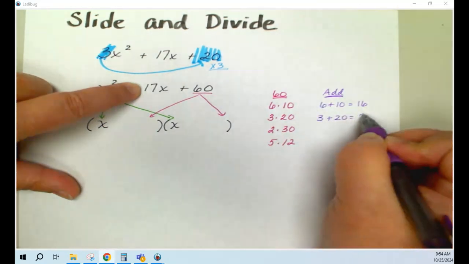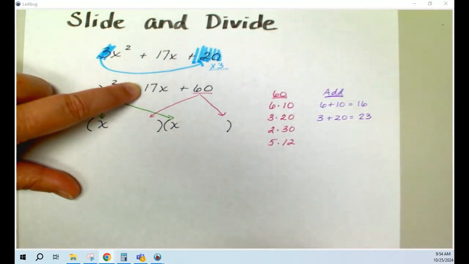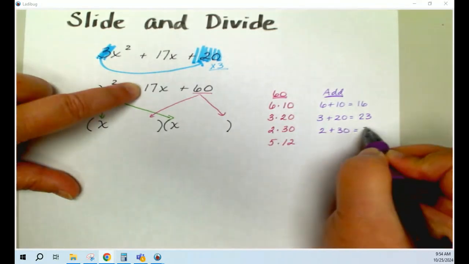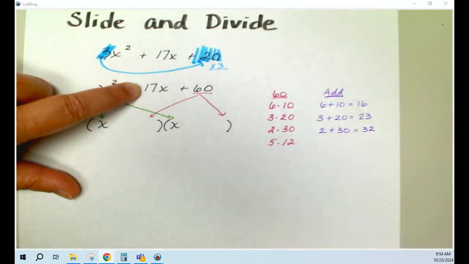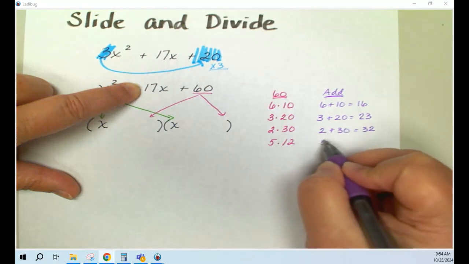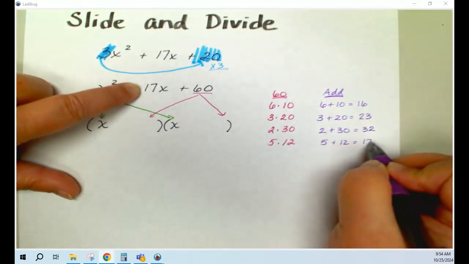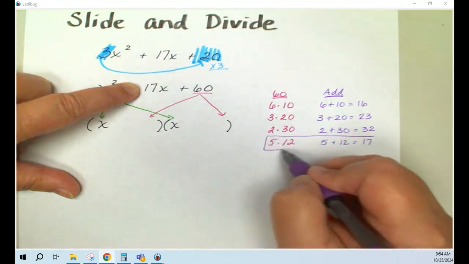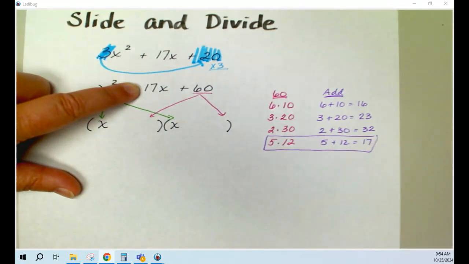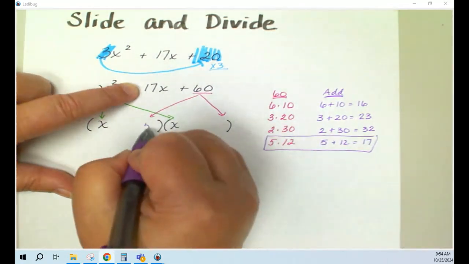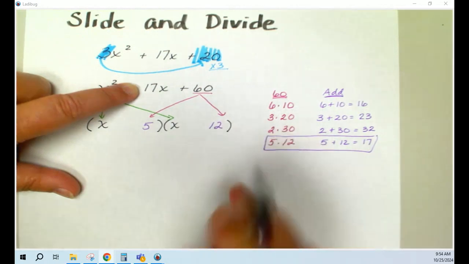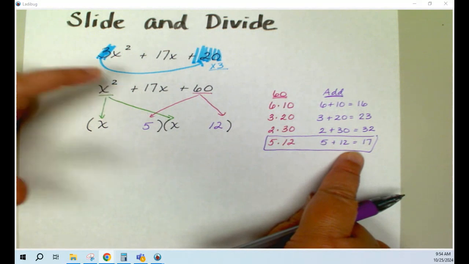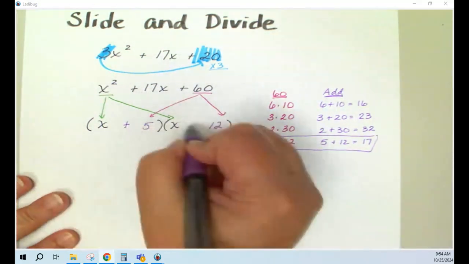3 plus 20 is 23, which is also not that middle term. 2 plus 30 is 32. So again, not the middle term. And then 5 plus 12, which is 17. So that is the middle term that we're looking for. So we're going to use 5 and 12. So I'm going to bring in the 5 and I'm going to bring in the 12. And they had to be added, right? So adding to get the positive 17. So that means that they're both going to be pluses as well.